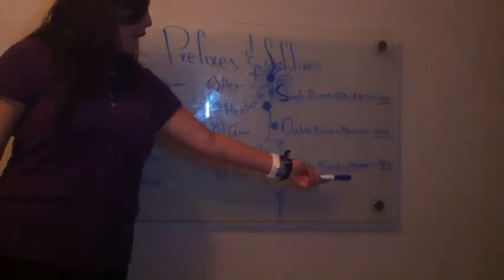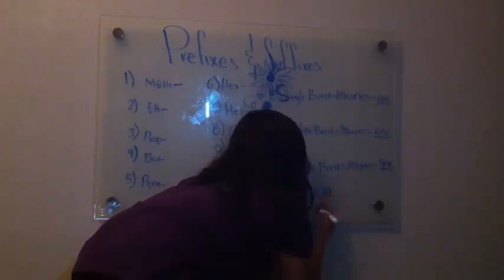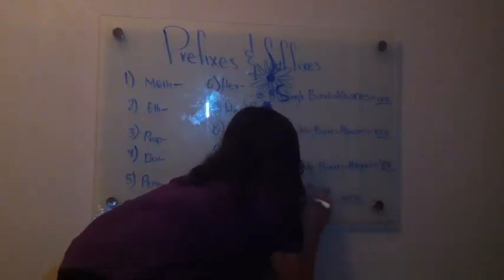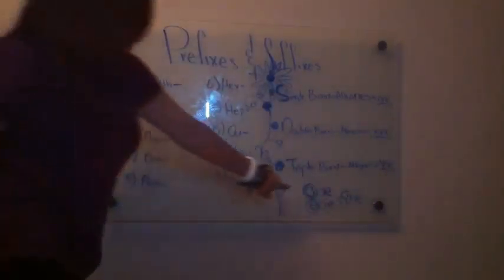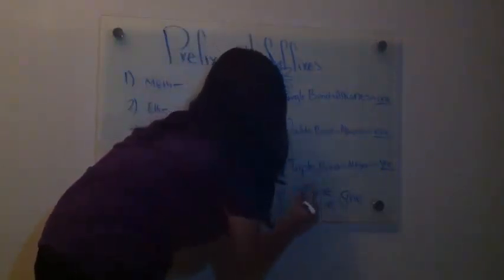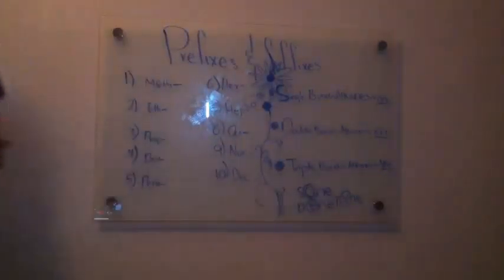And for the suffixes, for single bond alkanes it is ane, for double bond alkenes it is ene, for triple bonds of alkynes it is yne. And as you can see, the only difference is a letter. This is the difference between the single, double, and triple bonds.